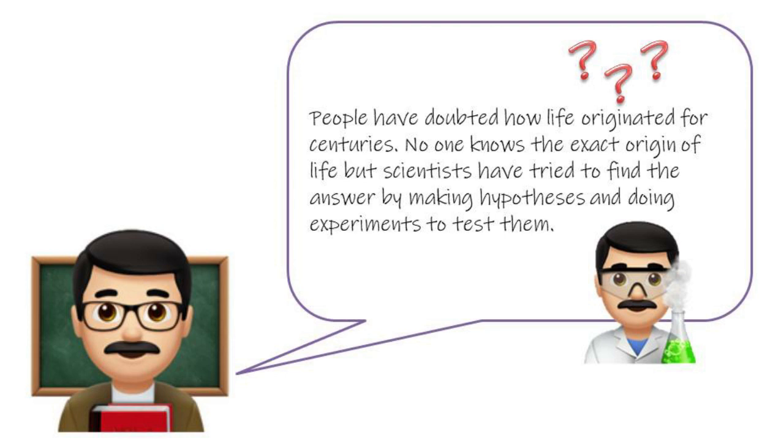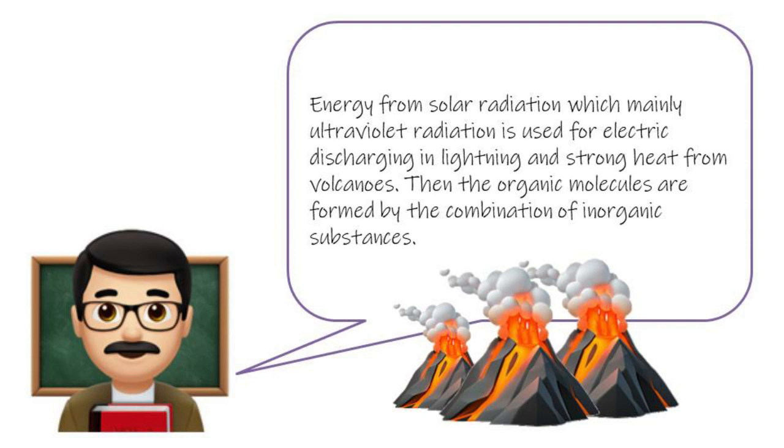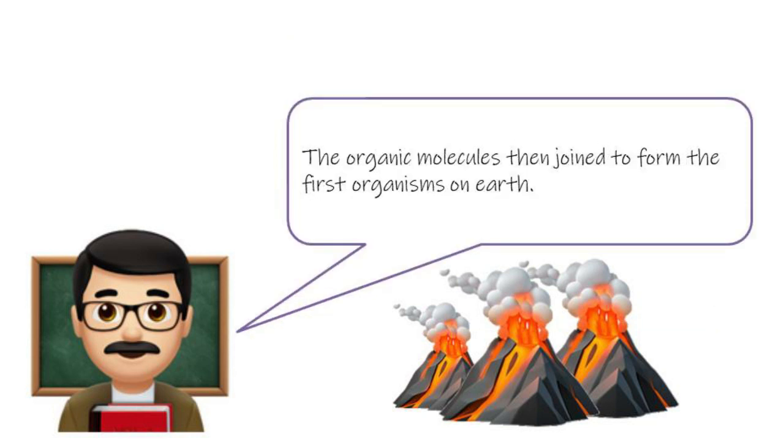No one knows the exact origin of life, but scientists have tried to find the answer by making hypotheses and doing experiments to test them. In the 1920s, Alexander Oparin proposed that the atmosphere of the early Earth consisted of methane, ammonia, hydrogen, and water vapor, but very little oxygen. Energy from solar radiation, mainly ultraviolet radiation, electric discharging and lightning, and strong heat from volcanoes was used. Then, organic molecules were formed by a combination of inorganic substances. The organic molecules then joined to form the first organisms on Earth.